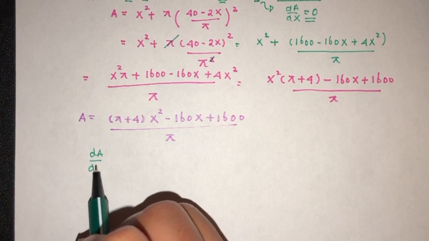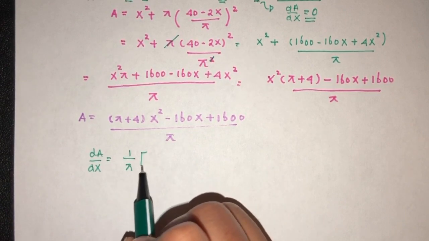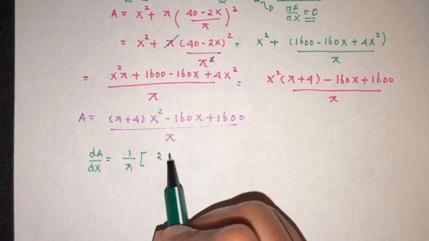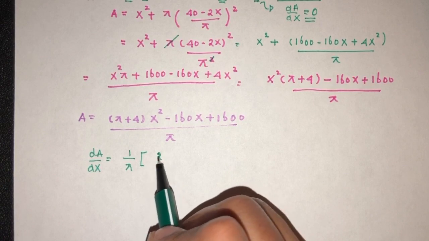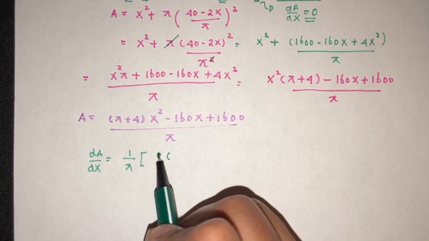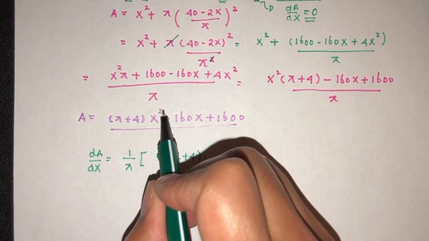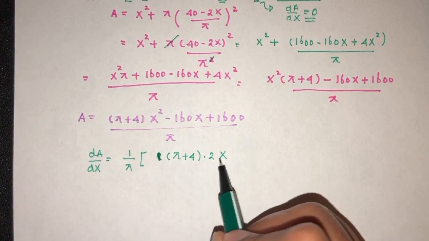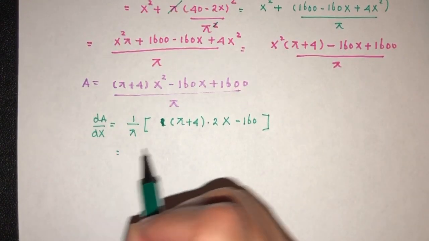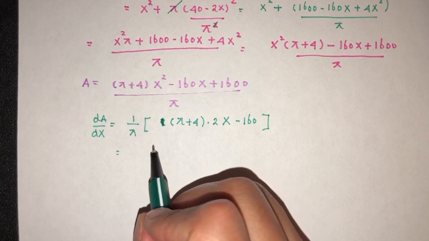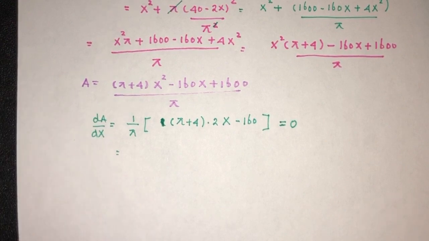dA by dx will be what? Now this is only a multiple. We can take this out for now. Here we have to multiply by 2. This is also a multiple, right? We can take it out so I don't confuse you guys. This is only a multiple. That will be outside. Multiply by 2, that will be 2, and we have x remaining minus 160. So this is dA by dx. Now we have to equate to 0 because this is at the stationary value.